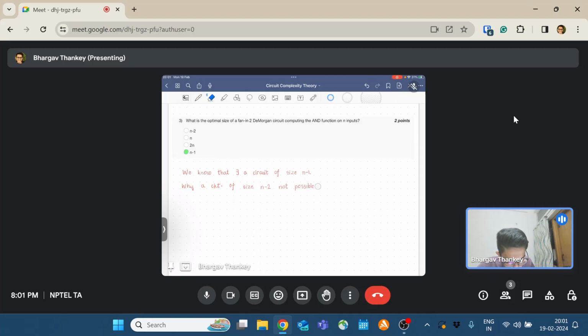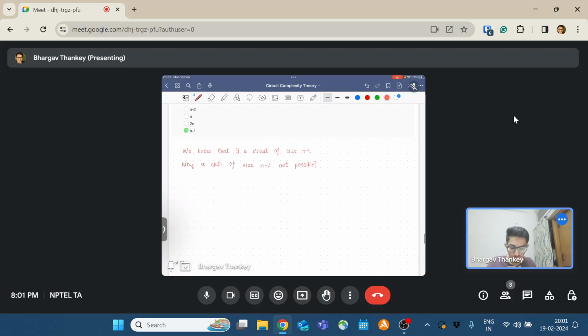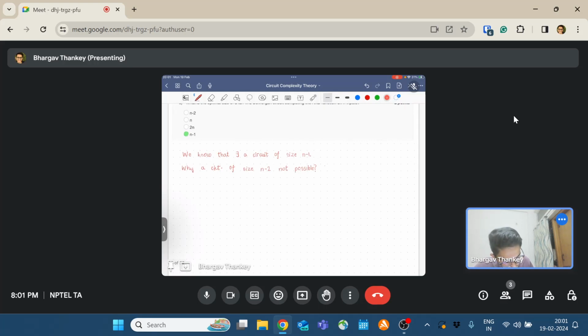If we want to say that the optimal size is n minus 1, we need to show two things, right? There exists a circuit of size n minus 1, and there exists no circuit of a smaller size, right? The first is easy, that tree of ANDs works. So what about the second? One way to argue the second thing is the following. Let the size be s.